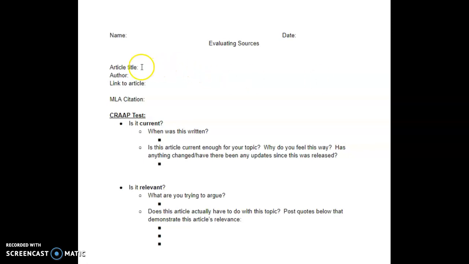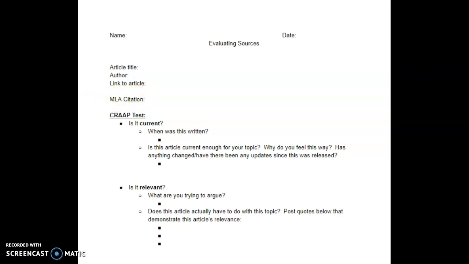So to start off, all we're going to do is write in the title, okay, and the author. If you cannot find an author, it is totally fine to say no author. You may realize if you're using government websites and things like that, or an organization, oftentimes there is no author. It's coming directly from the organization. Please put in a link to the article. That will help you find it later, and it can also help me find it as well to make sure and I can verify everything.